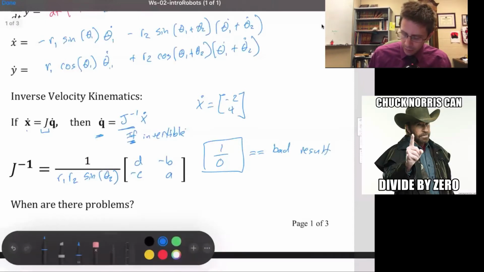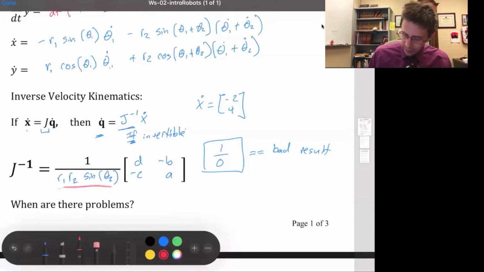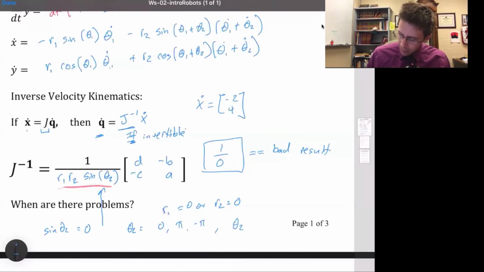And so what we need to do is figure out when this quantity here is equal to 0. There are a few things that it can be equal to 0. If r1 equals 0 or r2 equals 0, but those are trivial cases. If that's what happens with your robot, then you built your robot wrong. But the thing that can change is this sine of theta 2. So sine of theta 2 is equal to 0, and that happens if theta 2 is equal to 0, or if it's equal to pi or negative pi. So basically, if theta 2 is equal to k times pi, where k is in the set of integers, then we have a problem. And what does this correspond to?